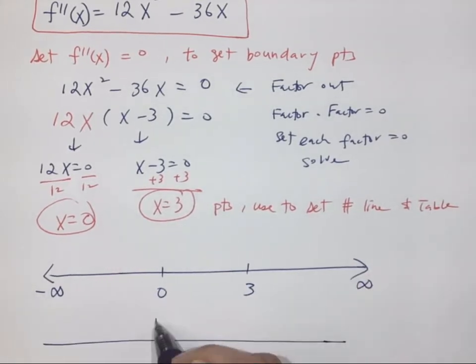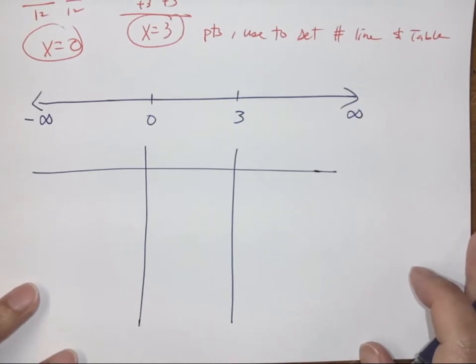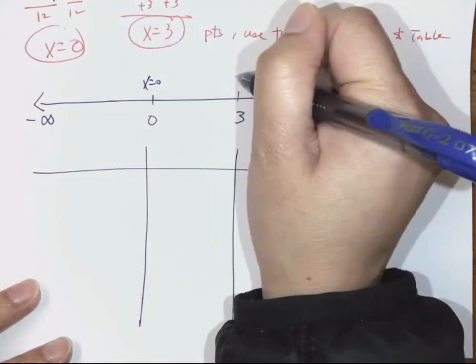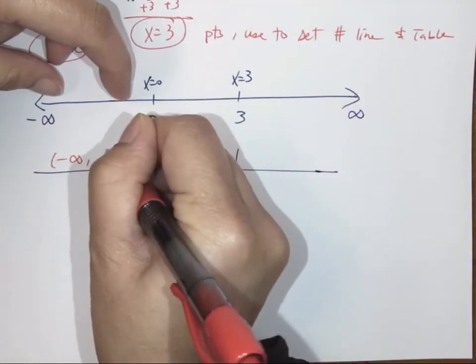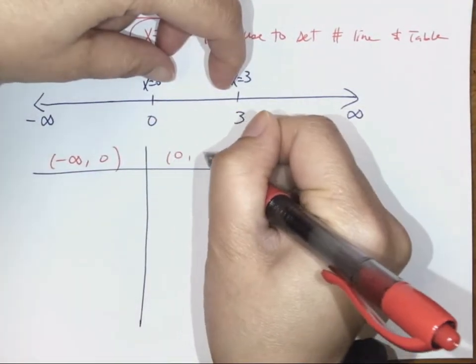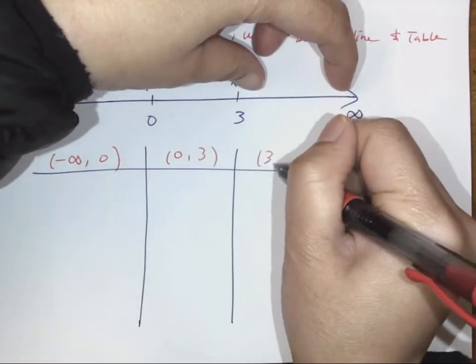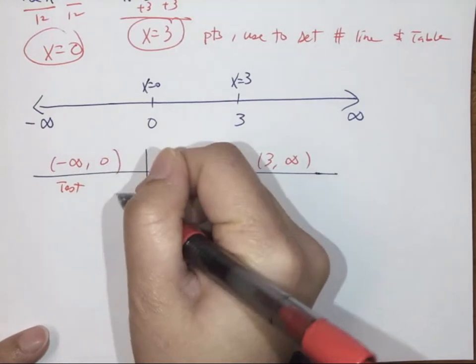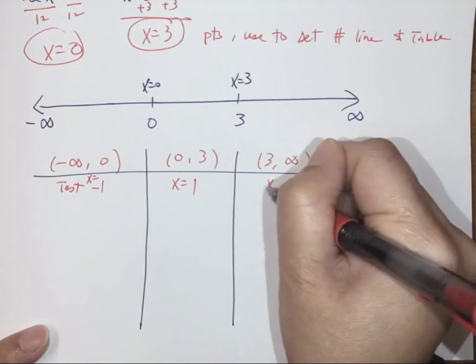Using that, I can set up a table. Go ahead and fill out the interval notation and pick a nice point to test if you want to, and stop the video. When you come back, this is x equals 0, this is x equals 3, and this is between negative infinity to 0, 0 to 3, and 3 to infinity. A nice point we can test is x equals negative 1, x equals 1, x equals 4.